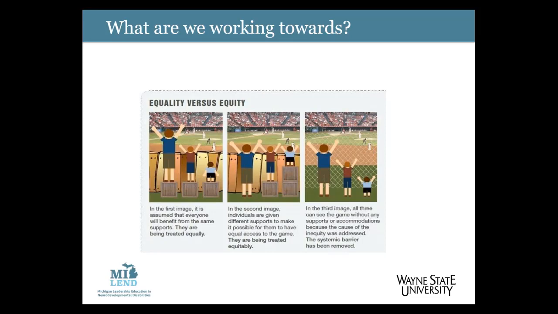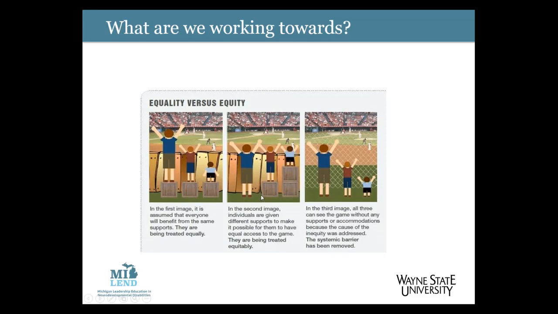You'll notice, however, they did not all meet the desired objective. When we look at the second image, we see that individuals are given what they need in order to have equal access to viewing the game. The child of the lowest height was given more so that he could see the game and have access to that, the same as someone who maybe did not need that at all. This is equity.